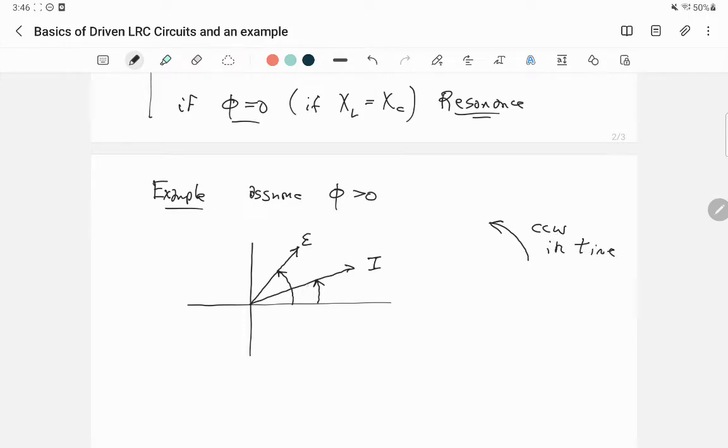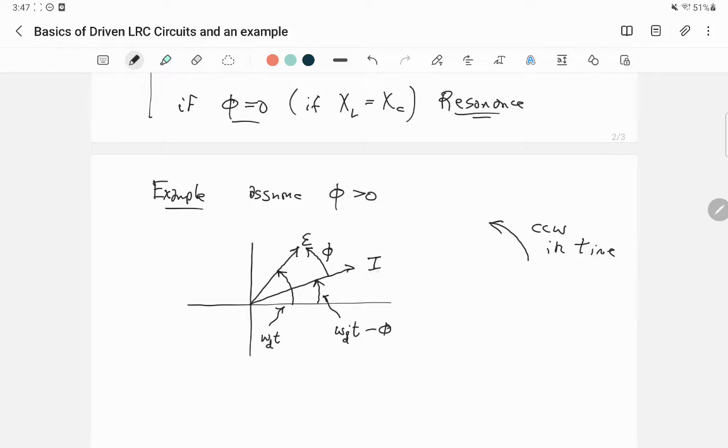So this angle is omega sub d times t, and this angle is actually omega sub d times t minus phi, and the angle between the two phasors is phi. So this is what that phase angle shows us.